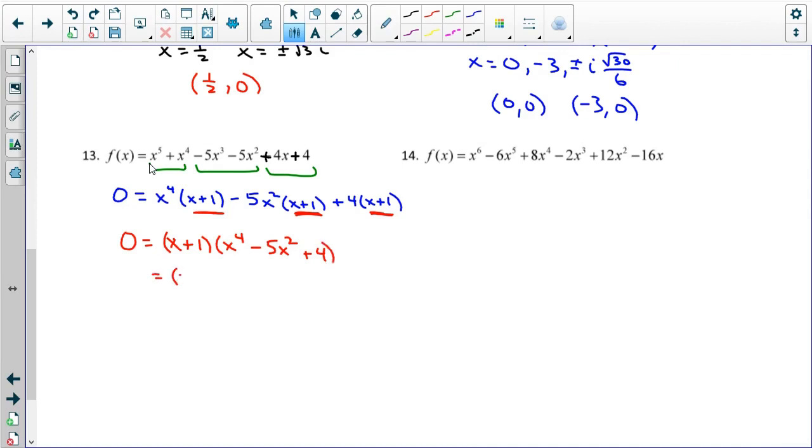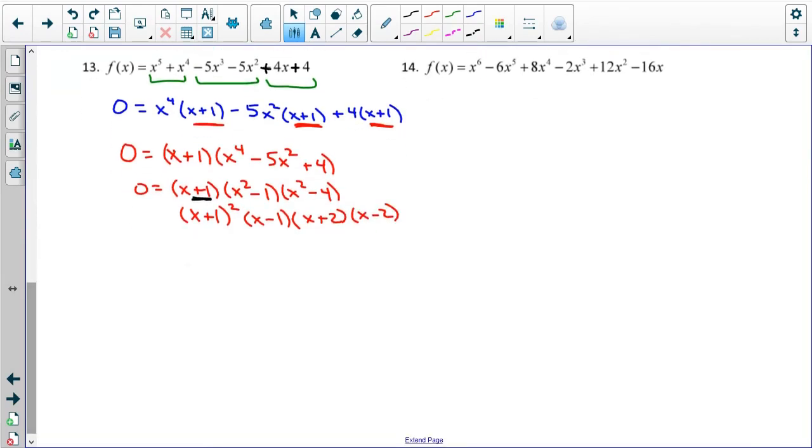And then I can factor this further into x squared minus 1 times x squared minus 4. So I can continue to factor this further. X squared minus 1 goes into x plus 1, x minus 1. So I can write x plus 1 squared because I have the original x plus 1 I had, and then I'm going to have a different one from the x squared minus 1. And then I have x plus 2, x minus 2.